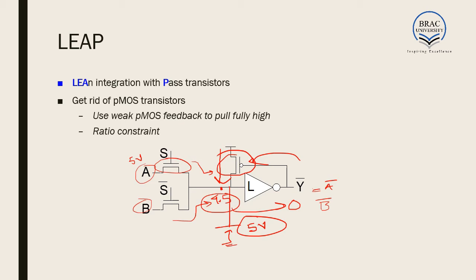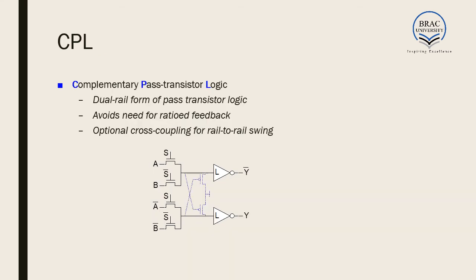So in the case of using PMOS for every transmission gate, we are using just one PMOS, which will be used to charge the output capacitance. Using this, we can use a weak PMOS to pull the output fully high, and the ratio constraint is maintained. This circuit family LEAP is very beneficial because, since the number of PMOS decreases, the area of the circuit decreases by a large portion, and here is where LEAP comes into play. Another logic used is complementary pass transistor logic.